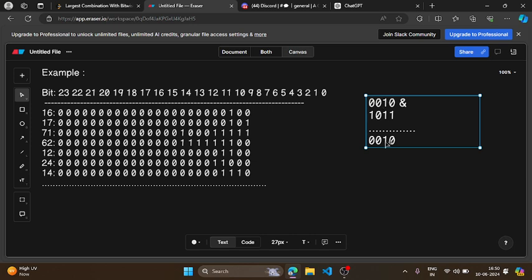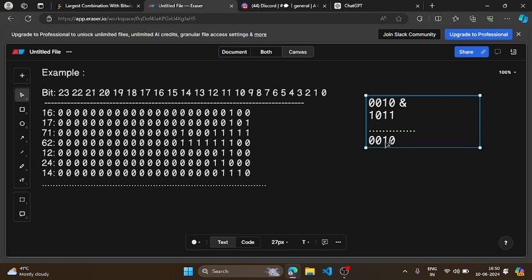So this is something we got from here. If you want a particular bit to be equal to 1 in your AND operation, then you must make sure that all the numbers involved in the AND operation have that particular bit equal to 1, right? So this is something we need to understand before going further.